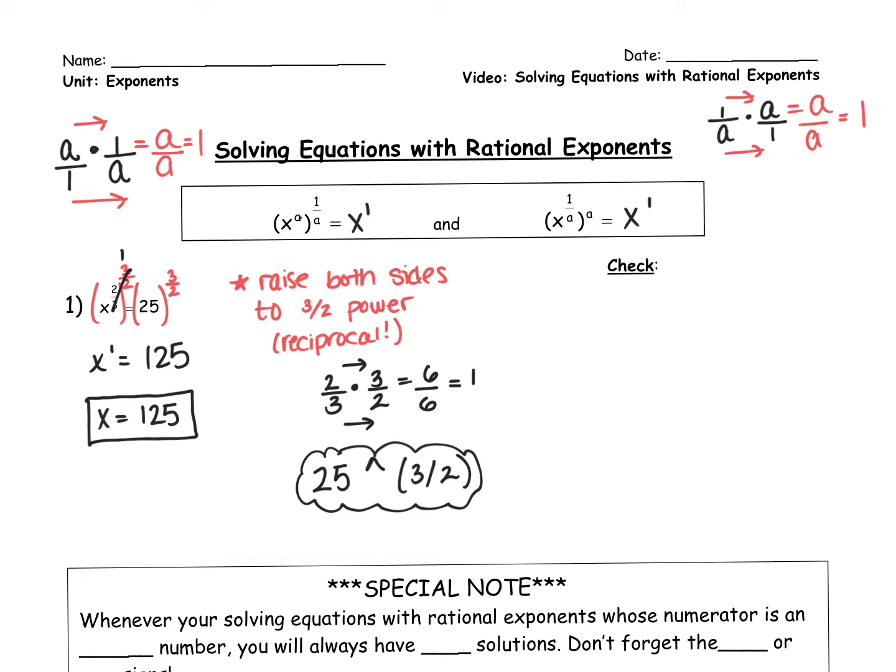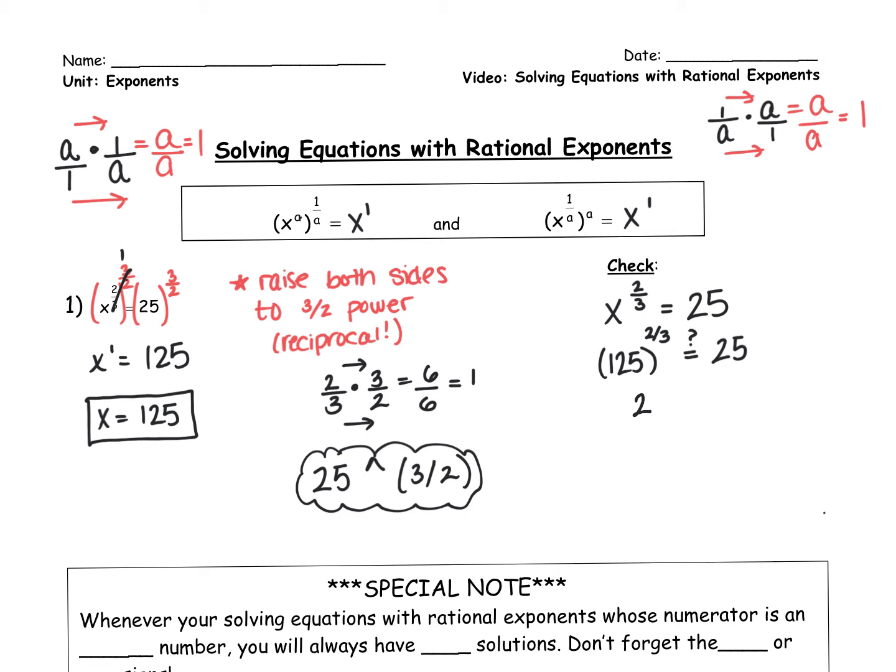Now let's do a check just to make sure that we are correct. So we're going to plug into the original equation. So x to the 2/3 equals 25. Since the x value we got was 125, we're going to plug in 125 for x. We're going to raise it to the 2/3 power, and we're going to see if we get 25. So take a couple minutes, plug this into your calculator just the way you see it. Parenthesis 125, close the parenthesis, and raise it to the 2/3 power, and see if you get 25. And then hit resume when you're ready.